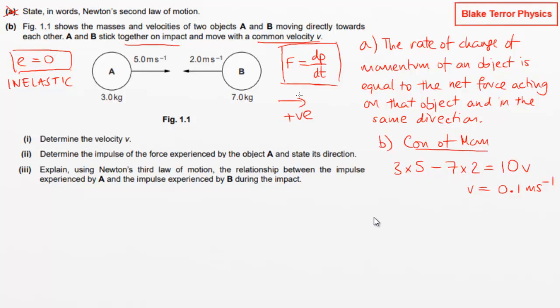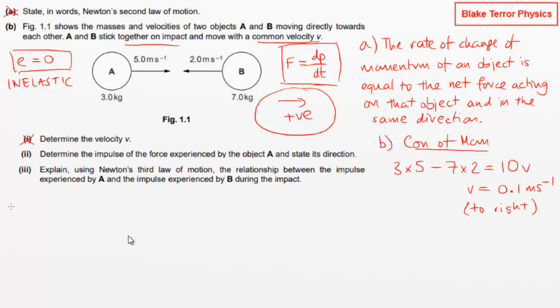I've already put that that's positive, but I'm going to be doubly sure and say that that is to the right, that 0.1, just to make sure no one's getting confused. But really, by saying positive here with this arrow, 0.1 as a positive answer should be sufficient. But that's just doing a straight conservation of momentum, and there you go. We've worked out what's going on the other side of the collision. So determine the impulse of the force experienced by the object A and state its direction.